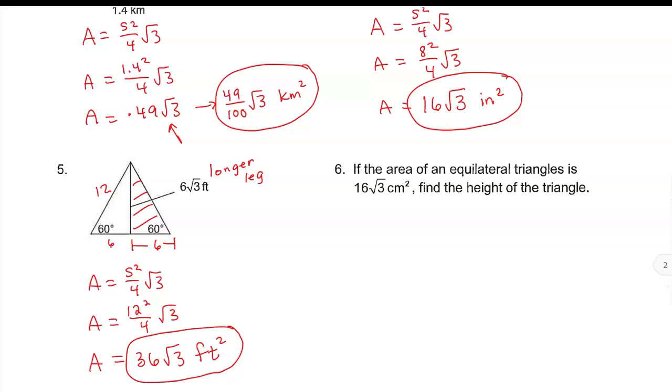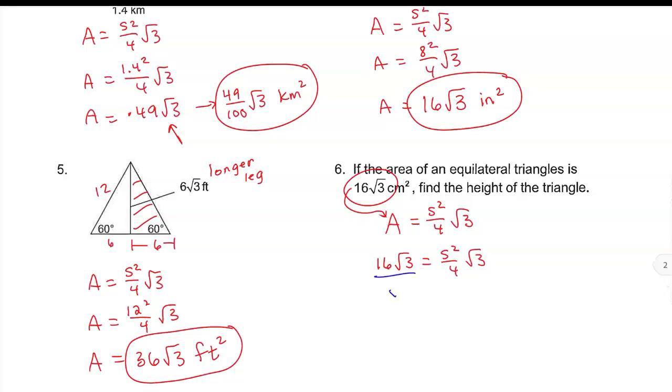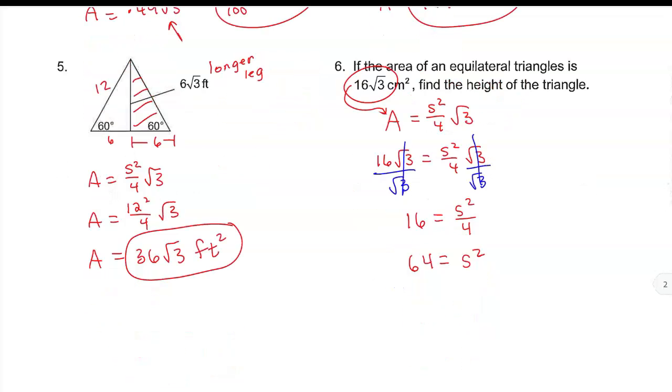Number 6. We're being given the area of the equilateral triangle. So let's write our formula down. Side squared over 4 root 3. This area number is going to take the place of A this time. So 16 root 3 equals s squared over 4 root 3. And the fun part is I can divide both sides by root 3. So 16 equals side squared over 4. Multiply both sides by 4. 64 equals s squared. Take the square root of both sides, and the length of the side is 8.